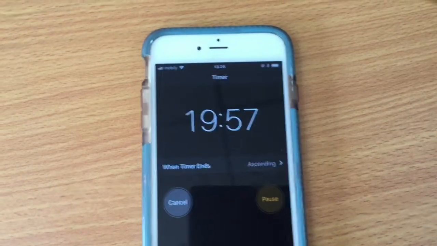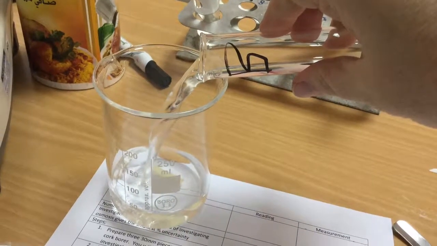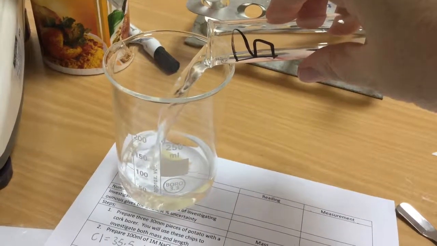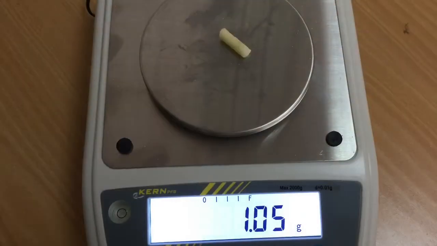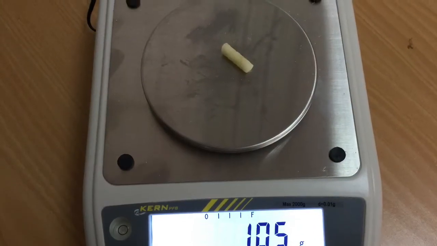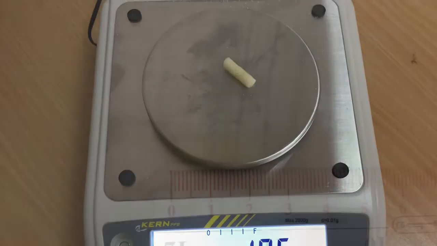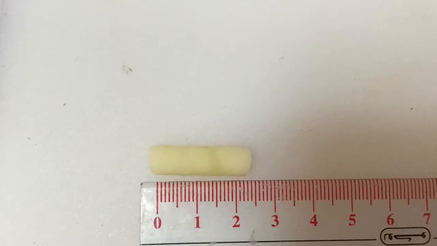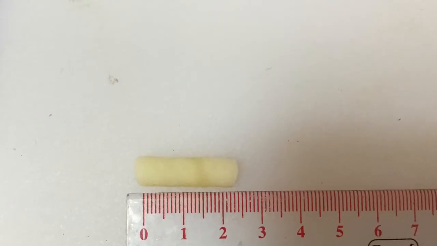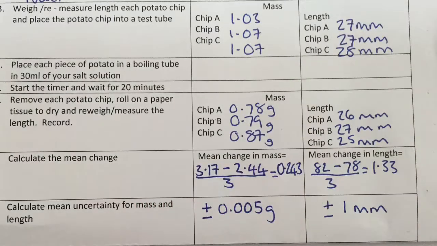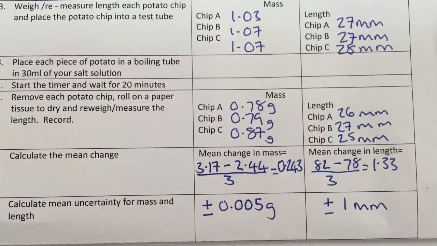Following the 20-minute time period, I'm going to retrieve my potato cylinders. I'm going to roll them on paper towel again. I'm going to weigh them and I'm going to measure them. And I'm going to record all of this on my worksheet. I then calculate the mean change in mass, and I calculate the mean change in length.